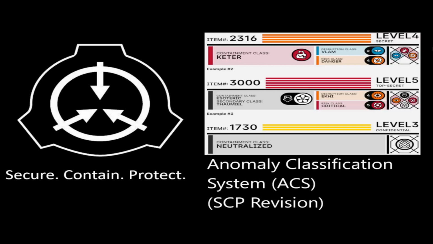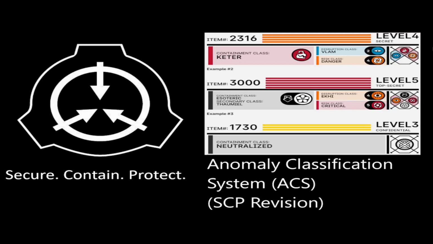Now for some examples of the system before we get into a full breakdown of what it is. Example number 1. Item number 2316. Level 4, Secret. Containment class, Keter. Disruption class, Vlam. Risk class, Danger.